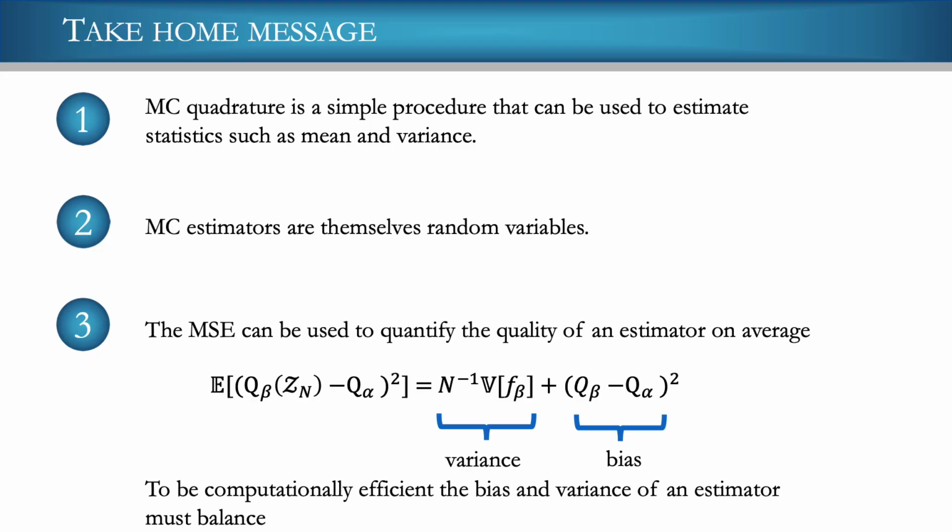That brings me to the end of another PyProx tutorial. Hopefully you now know how to use Monte Carlo quadrature to estimate statistics such as mean and variance. You should now also understand the Monte Carlo estimators of random variables, and that the mean squared error is the best way to characterize the accuracy of a Monte Carlo estimator. And finally, you should understand that to build computationally efficient estimators, the squared bias and the variance of an estimator should be equal. See you next time.